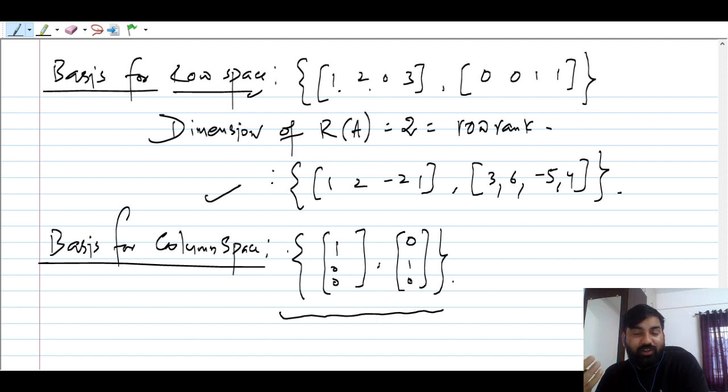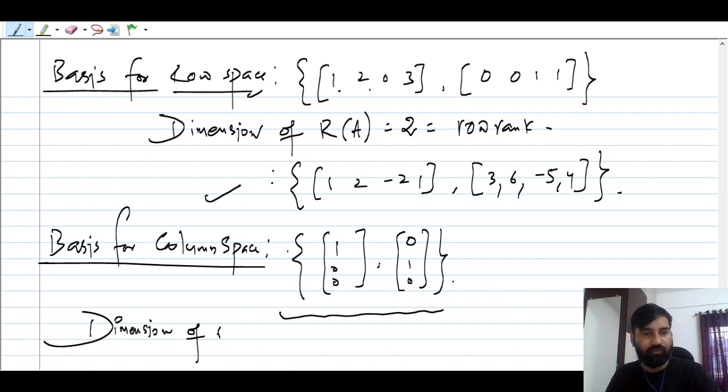Sorry, not basis, sorry, dimension of column space, right? Yeah, dimension is going to be 2, right? Because the vectors which are linearly independent can also span the space, so these two vectors can span the space. So the dimension of this column space is going to be 2. Dimension of the column space, you can say C of A, is going to be 2.